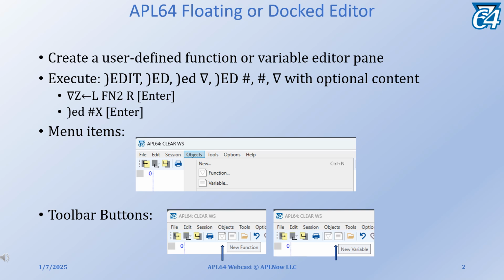An APL64 programmer-developed function or variable editor pane may be created using the Objects menu, the Objects toolbar buttons, or by executing statements like del myfn or edit del myfn. The syntax of an APL64 programmer-developed function may be included in the executable statement used to create a function editor. For example, del z left arrow l fn2r.